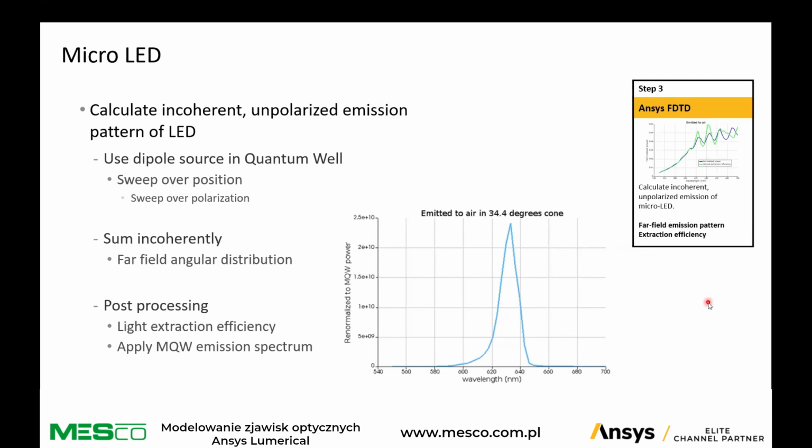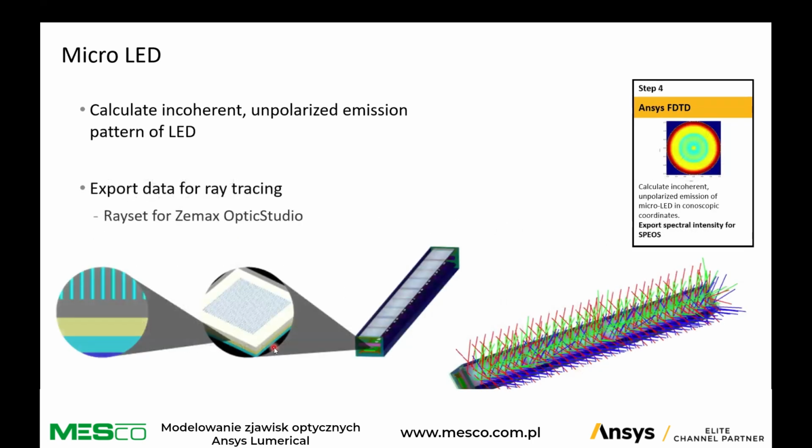Lastly, once you've done that, those are the main data you want to extract from your simulation. Then you can also export data for ray tracing software. Here, for instance, we have an example where we calculated the emission from an organic LED with a nanostructure. We exported that as a ray set for Zemax OpticStudio, and then we could use that ray set as a source, as a bunch of rays emitted from this line of LEDs.